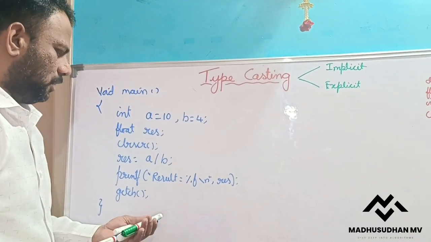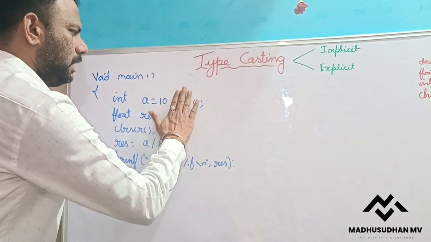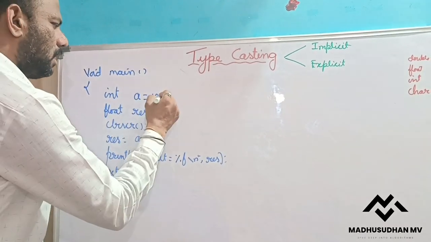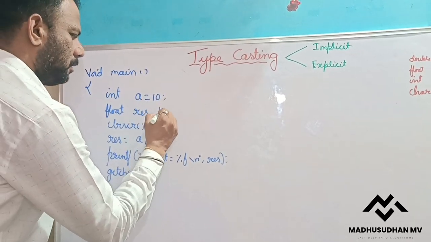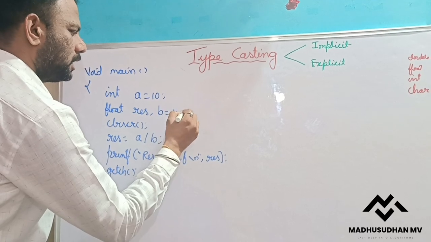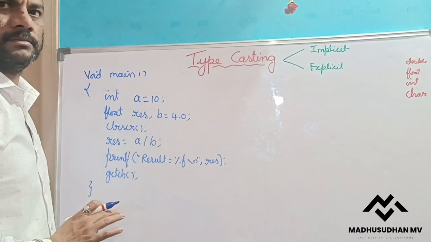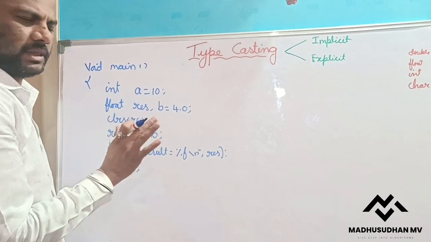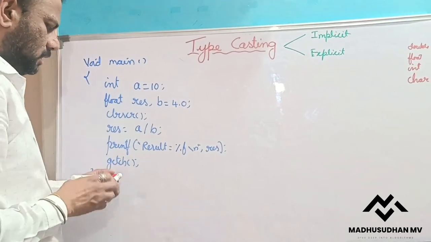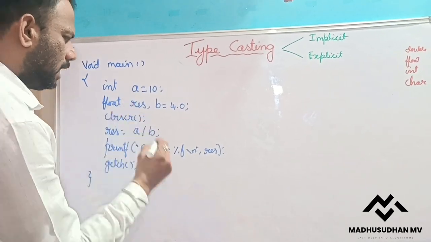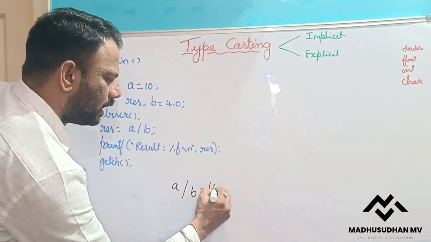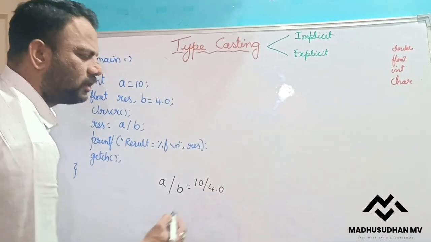Now what changes will I do? Instead of declaring B as an integer, now I will declare B also as floating point. B is equal to, say, 4.0. Okay, I declared B as a floating point. Now I did the same thing, everything is same. Now what happens? See, A is an integer. So A by B is nothing but 10 divided by 4.0.